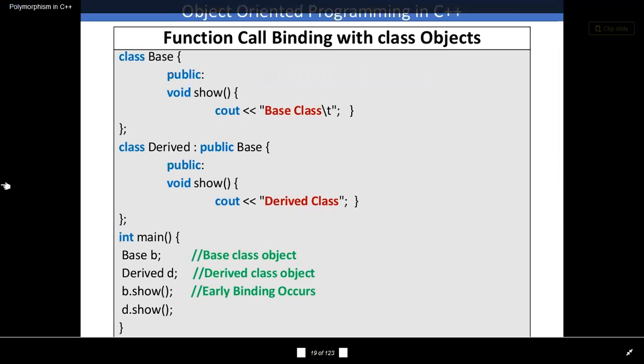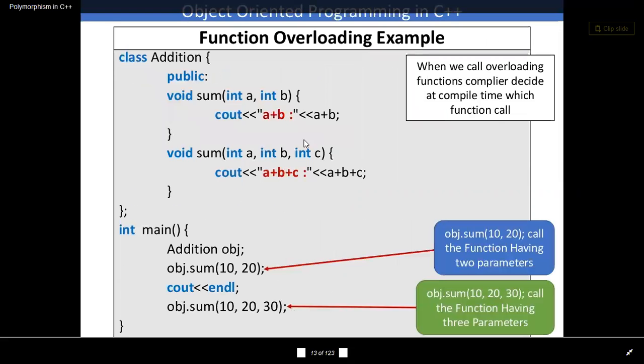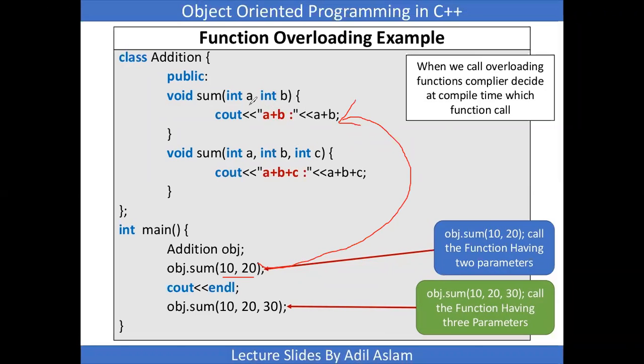So this is another example. The last example we have seen is this one. We had two functions, sum, that is overloading. Whenever we declared the function, we passed two parameters. So the compiler can easily see that, okay, I have two parameters, that means I need to call this function. And this one has two parameters, and this one can also decide which function to call. So this way it was early binding.